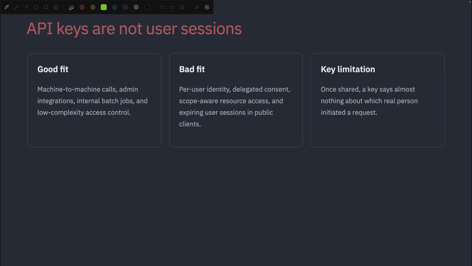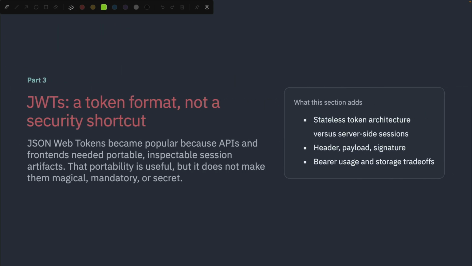So what are the benefits of API keys? Well, as we said before, they suit machine-to-machine calls, admin integration, internal backups, low complexity. They are not for identity, and they're usually limited. Once shared, I know nothing about what another person can do through that. So just be careful with that.